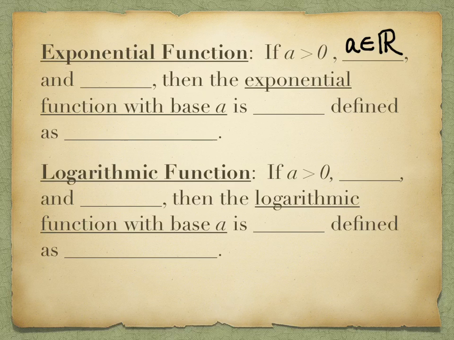A is a real number, and you can't have a equal to 1. It's the only thing it can't be. It's bigger than 0. It's the only positive value it can't be.